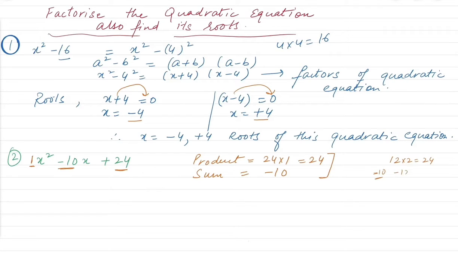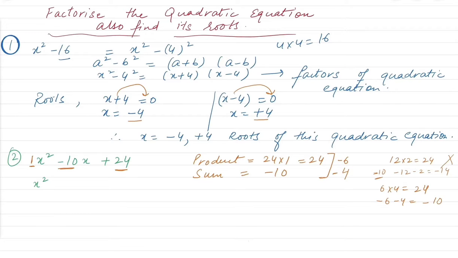Now we know that 12 times 2 is 24, but the sum is not minus 10, because minus 2 and minus 12 give me minus 14. So we need to think about other numbers. What about 6 and 4? 6 times 4 is 24. Now minus 6 and minus 4 will be minus 10. We need to keep in mind that the sign remains the same. So minus 6 and minus 4 will give 24: 6 times 4 is 24, minus times minus is plus.